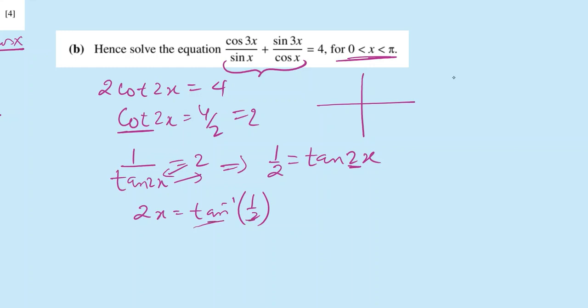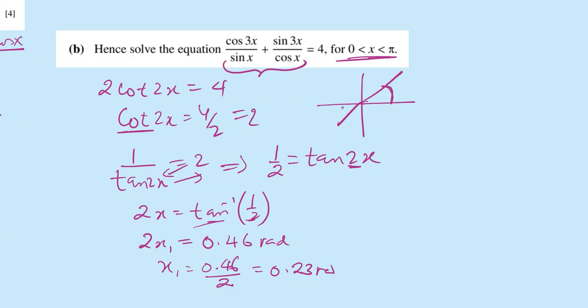Where is tan positive? Tan is positive in this quadrant and this quadrant. So let's write our first answer. Tan inverse half, which is in the first quadrant, is 0.46 radians. So x1 is 0.46 divided by 2, 0.23 radians. And the second answer of this one will be 2x2 equal to this angle, and this was 0.46, so this will be 0.46 here too.